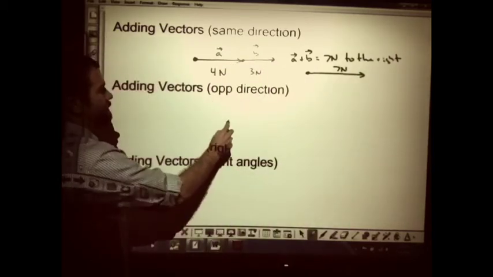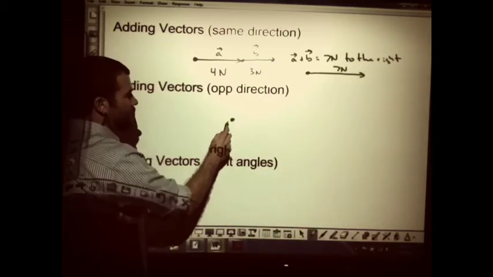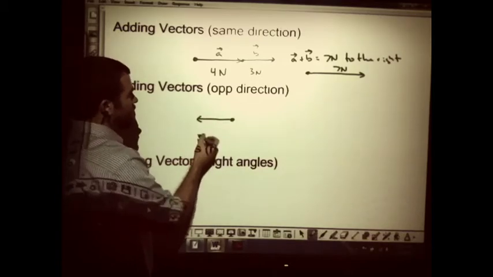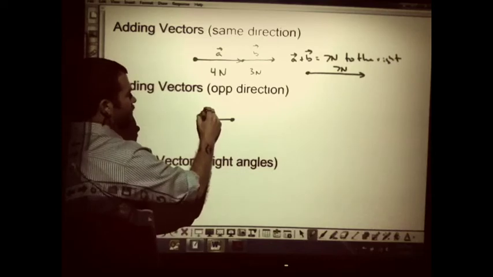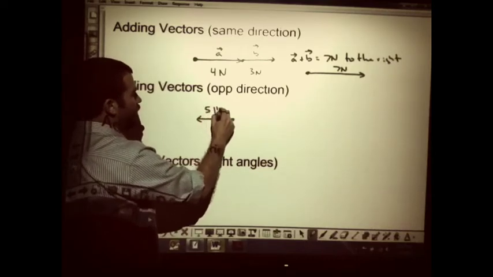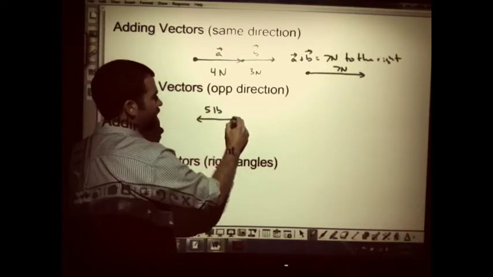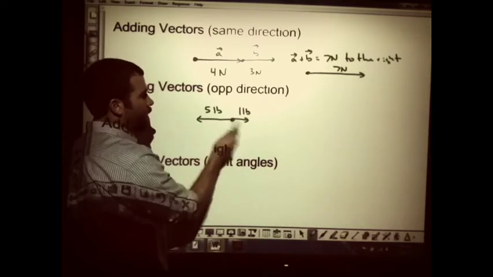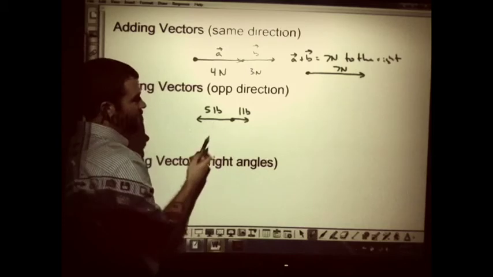Okay. What if they're going in opposite directions? So we have a particle that's getting pulled this way with some, we'll use pounds now. So maybe we have a 5-pound force to the left, and then we have an itsy bitsy teeny little 1-pound force to the right. Overall, they're canceling each other out, or not entirely canceling each other out.